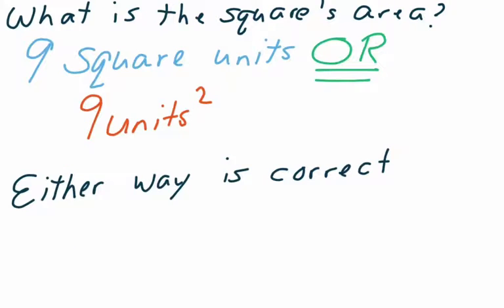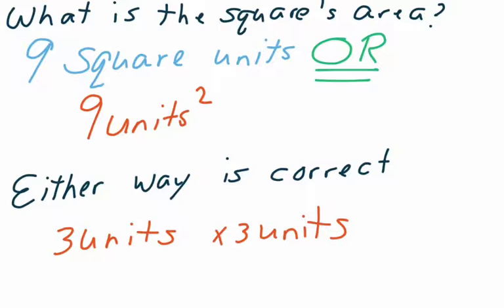Now, what is the square's area? You write it as 9 square units, because remember we had 3 units times 3 units. And you know that 3 times 3 equals 9. And that's how we get square units. And you can represent it with the exponent squared, or you can write 9 square units. Either way is correct.